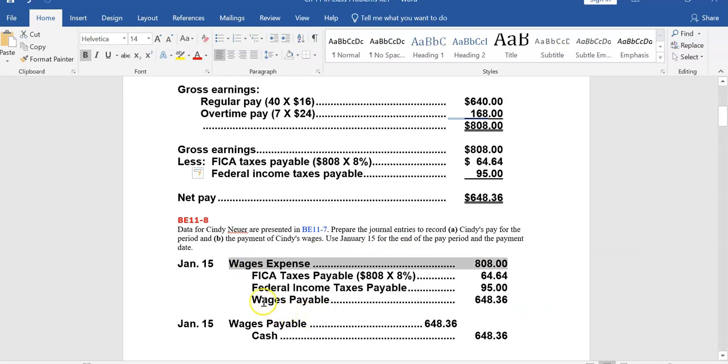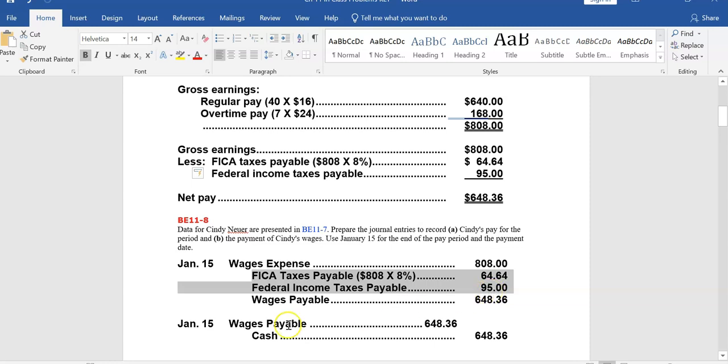Then we have to record the liability for her net pay. The actual amount that will be paid to her is $648.36. So we credit the wages payable. We also have to record liabilities to the federal government for the amount withheld from her pay for FICA and for her federal income taxes.